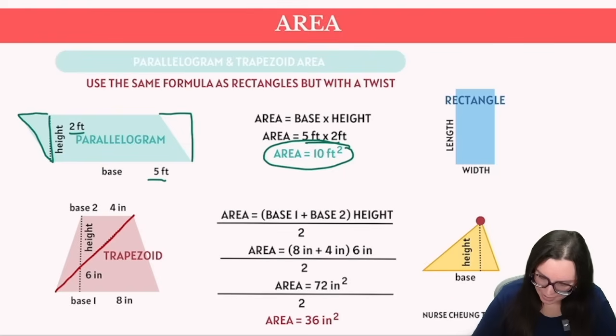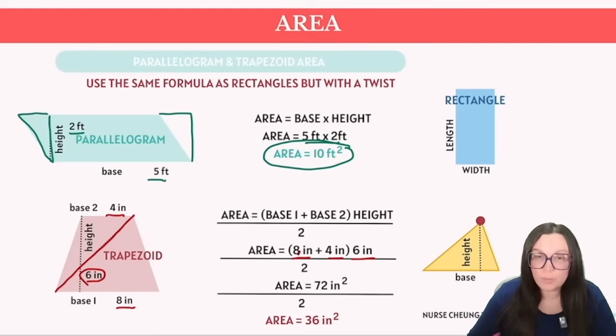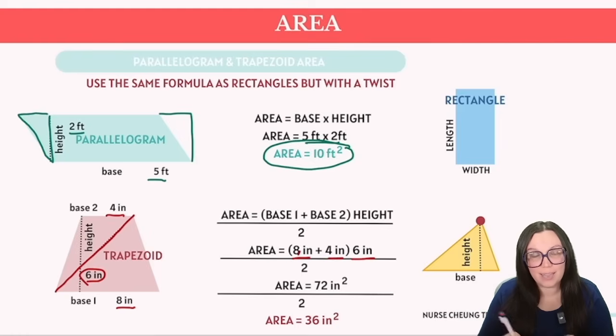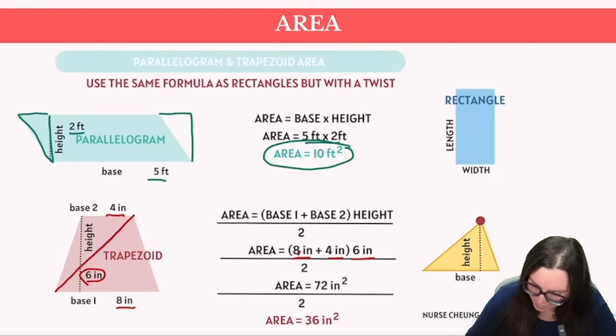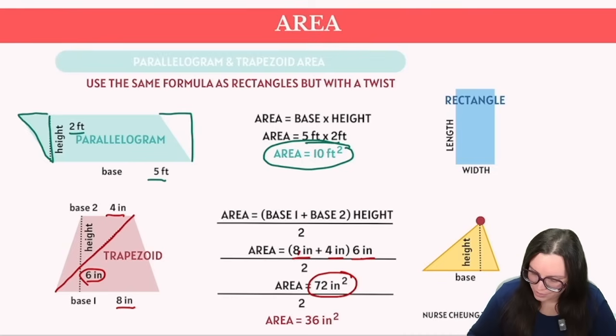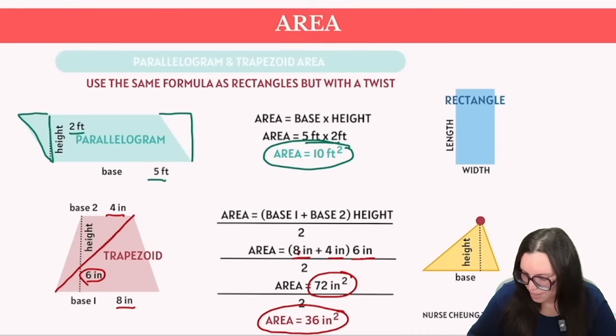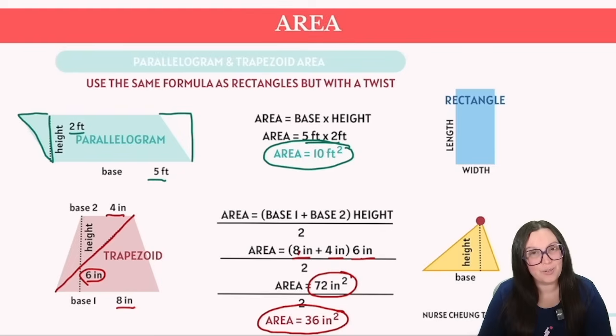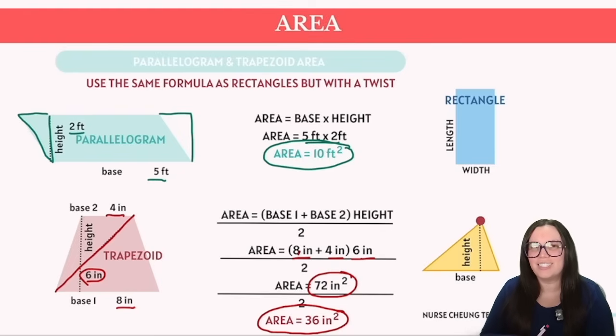So taking a look at our example that we have here, we know that we have a base of 8, a base of 4, and our height overall is 6. So we're just going to add our two bases together, multiply it by its height, and divide it by 2. So 8 plus 4 multiplied by 6 gives us 72. And then we're just going to divide that by 2 to give us the overall area of our trapezoid as being area is equal to 36 inches squared.